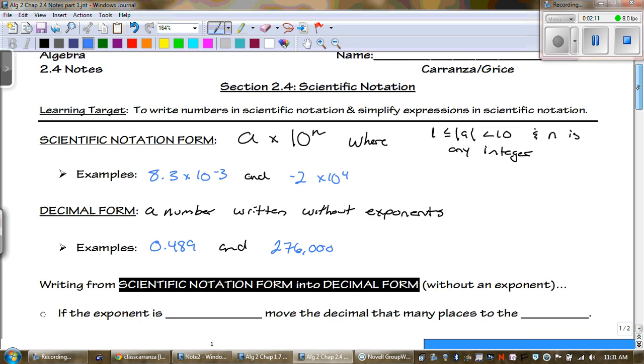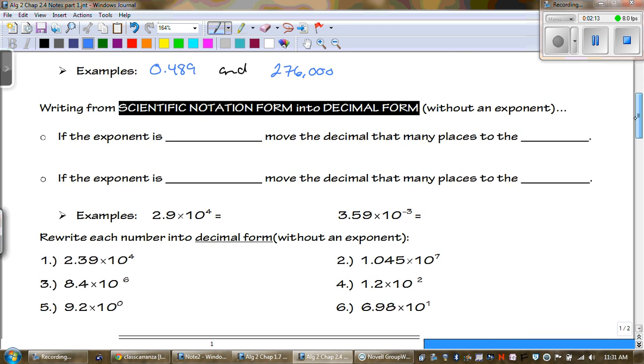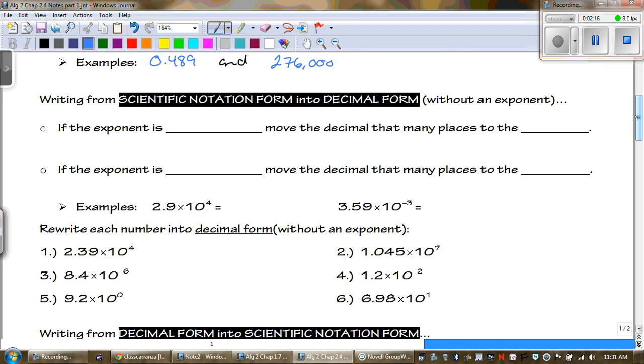Now, the first thing we're talking about is writing from scientific notation form into decimal form, aka without exponents. If your exponent is positive, we're going to move the decimal to the right. And if the exponent is negative, we're going to move the decimal to the left.